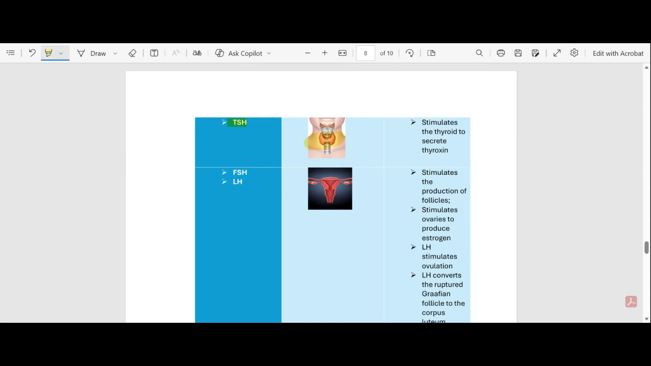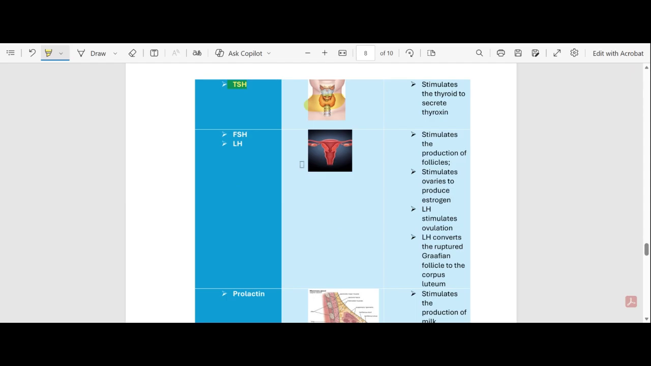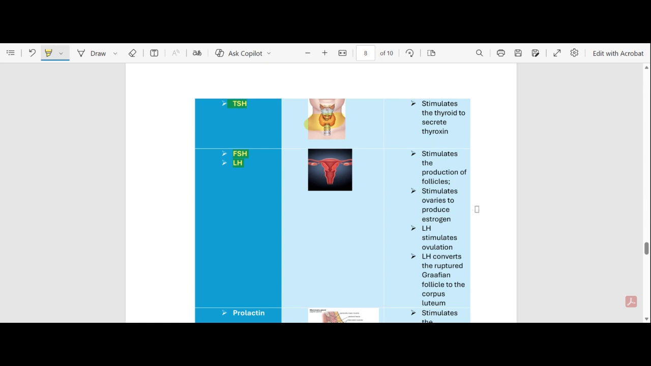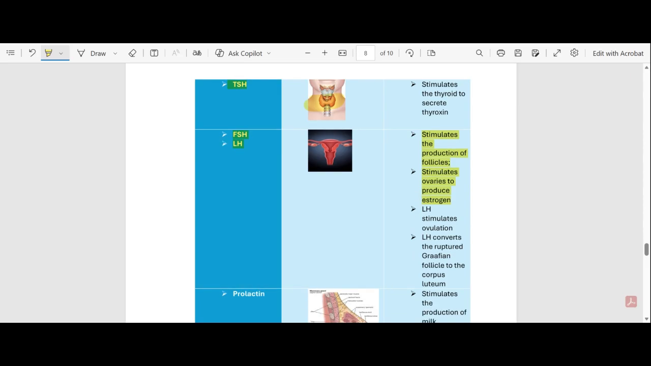Okay, let's go to the second function secreted by the pituitary gland. The first one is FSH, and the second one is LH. So let's look at the function of these hormones. The first function of FSH is that it stimulates the production of follicles in the ovaries. The second function of FSH is that it stimulates the ovaries to produce estrogen. Remember, estrogen is the hormone that's responsible for secondary sexual characteristics in females, or puberty.